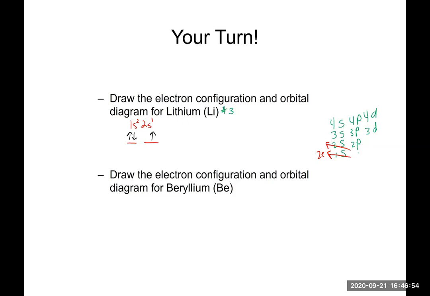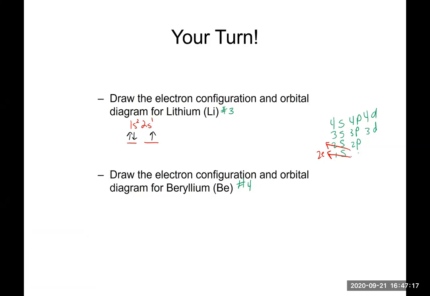Now we can look at beryllium. How many electrons does beryllium have? What is the atomic number for beryllium? It is atomic number 4. So there's 4 electrons that we need to take care of here.